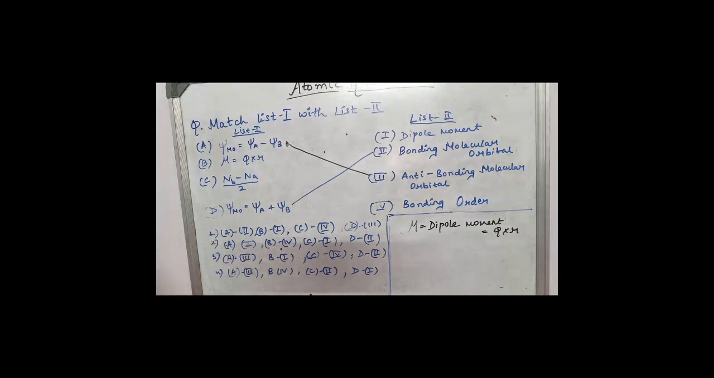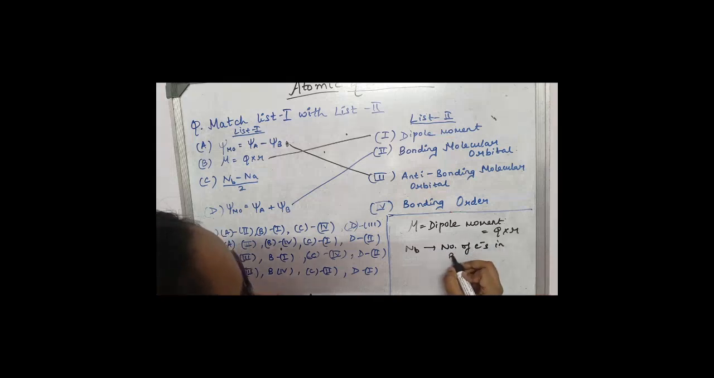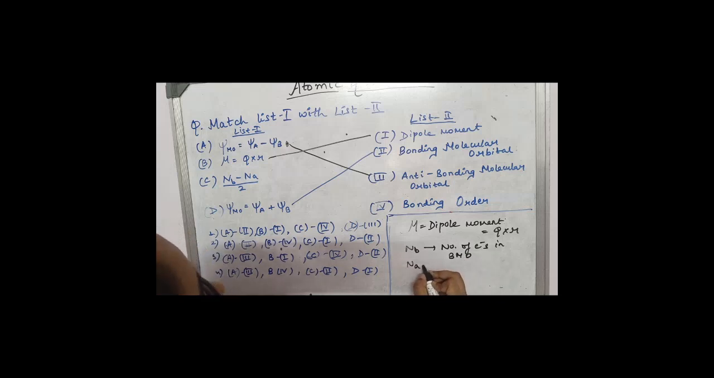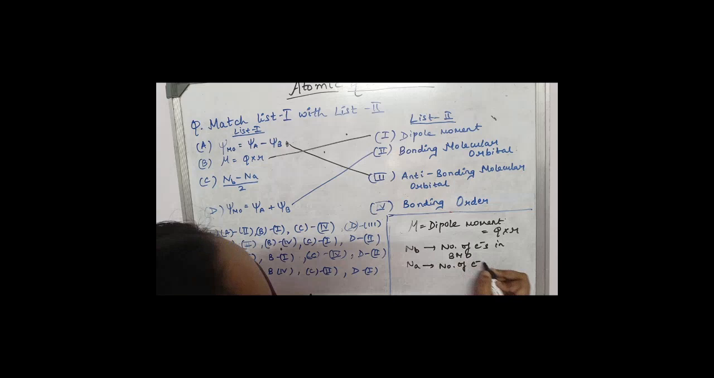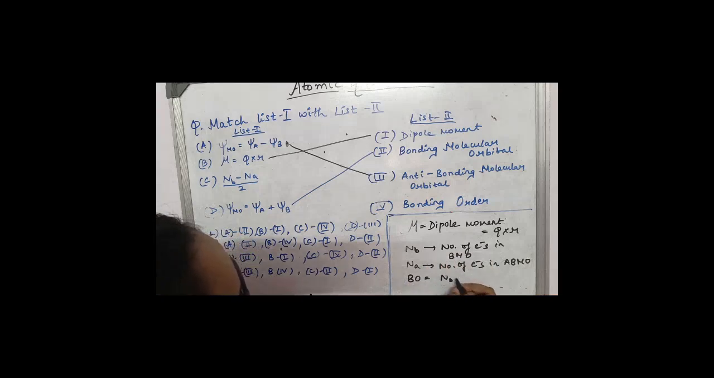If you have read the chapter carefully, you will understand that mu is actually dipole moment, so there is no question. We will directly join this B with 1, and we are left with Nb minus Na by 2, which is the bond order. How? Because Nb is the number of electrons in bonding molecular orbital, and Na is the number of electrons in antibonding molecular orbital. ABM is antibonding molecular orbital, BM is bonding molecular orbital, and hence bond order is Nb minus Na by 2.